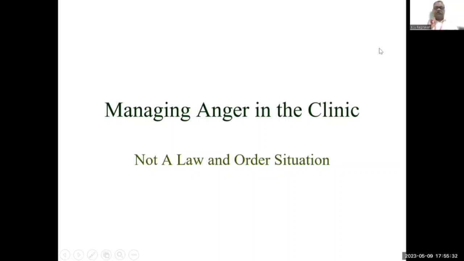Please understand, managing anger in the clinic is different from a law and order situation, and I'll tell you the difference. If there is a big gang of people, 10, 15, 20 people who have come to attack your hospital and you, then that's a law and order problem. We as doctors are not trained to deal with it. Even if you are given a lathi, you cannot use that to break somebody's head or leg. And even if you have a gun, you will not know how to fire it and injure somebody with it. And even if you know, I doubt whether you will be able to do it.